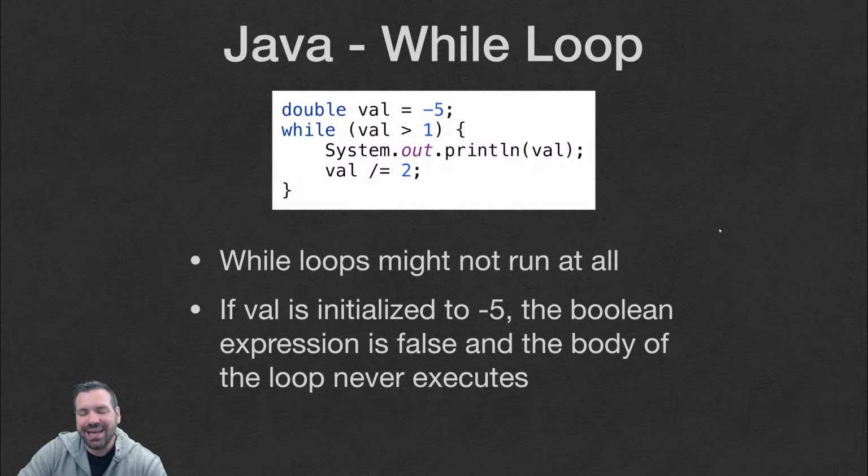And your loops might not execute at all. It's a fairly common mistake to rely on your loops for some sort of variable initialization or processing with your data. But if your loop never executes, that processing never happens. So make sure all your initialization and any processing that absolutely has to happen is outside of your loop. Here, val is -5, and -5 greater than 1 is false. The body of this loop, these two lines, execute exactly 0 times.